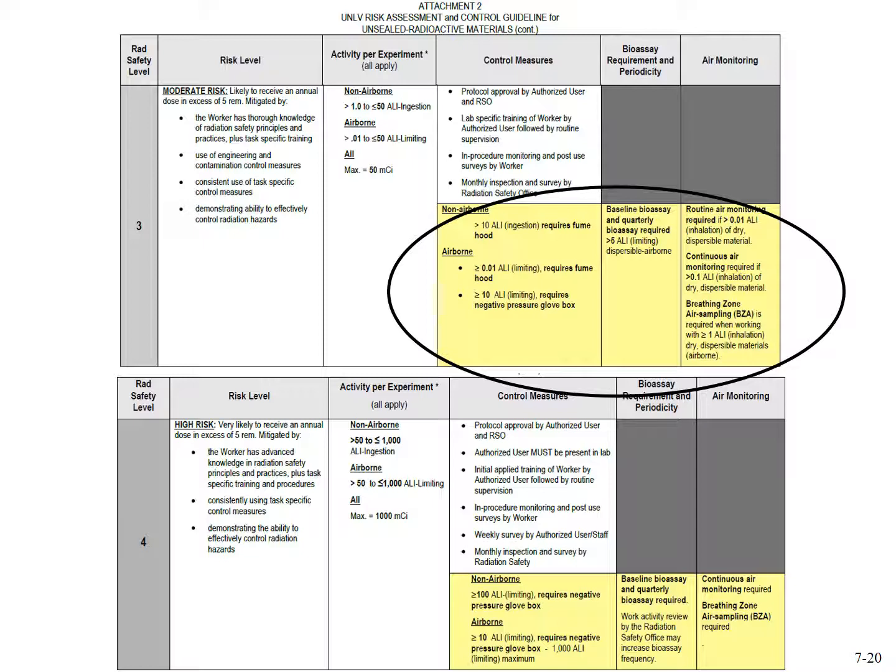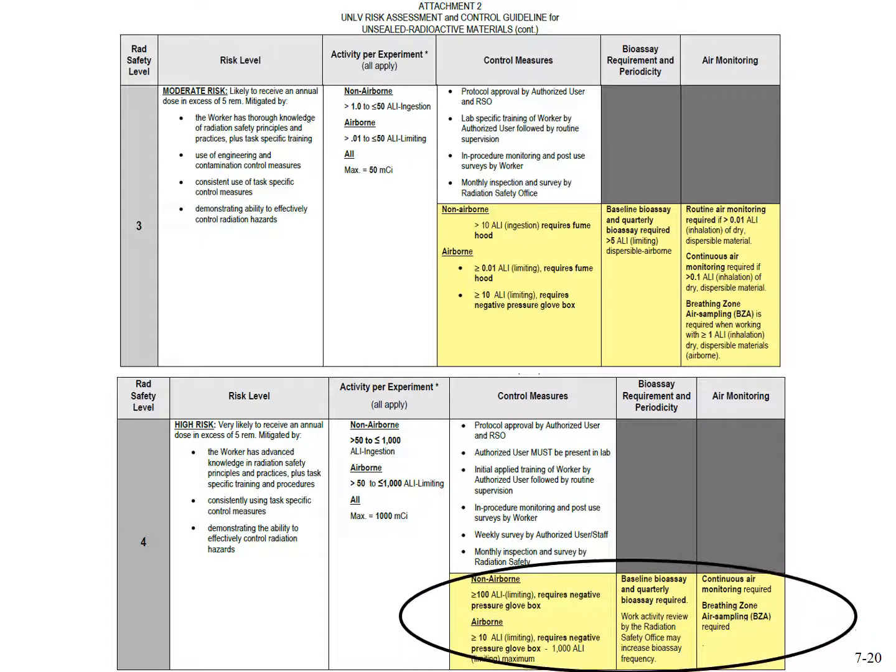And then for rad level 4, the levels are even higher. Again, there are requirements on using negative pressure glove boxes above certain ALI limits, and also interactions with the authorized user. So all this data is available, and one can use it to determine the risk levels or rad safety level for the experiment one is interested in performing.